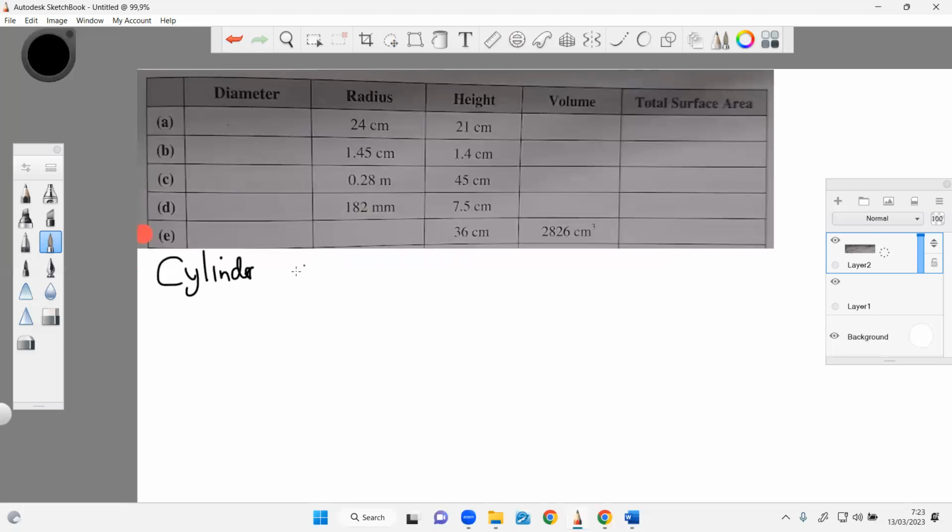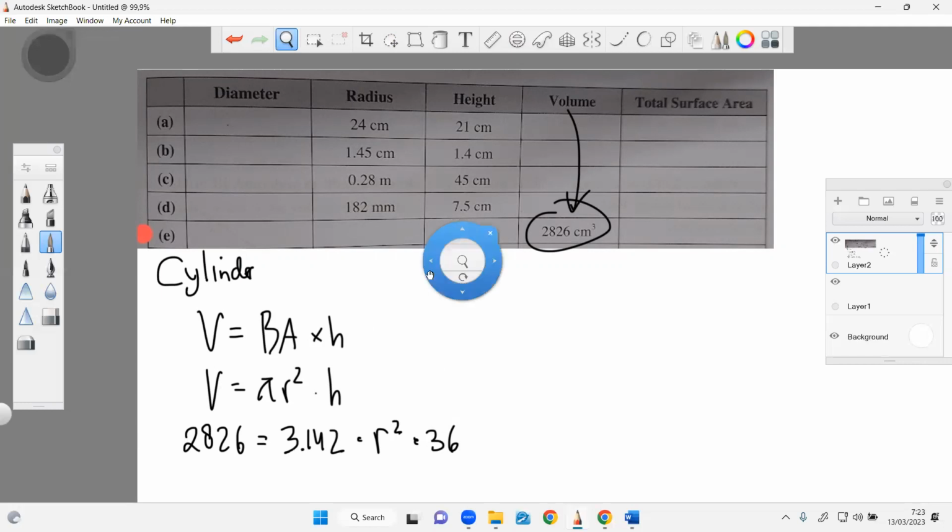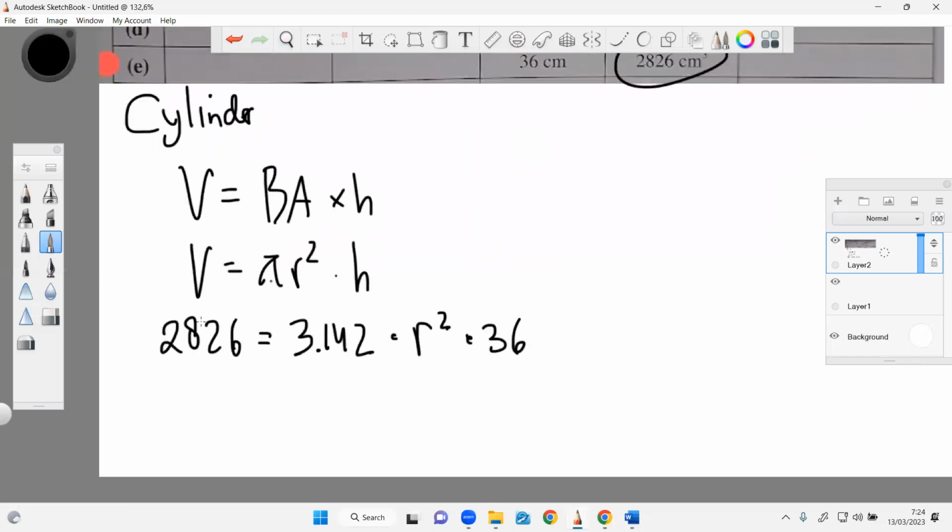What is the formula of cylinder? We have the volume, guys. BA times height, which the BA is pi r square times height. We have the volume, so 2,826. We don't know the pi, but we know that the pi is 3.142, right? Times r square times 36. So how do you find the r square? 36 times 3.142. Okay, this is the easiest way. I give you the simple way to do the r square.